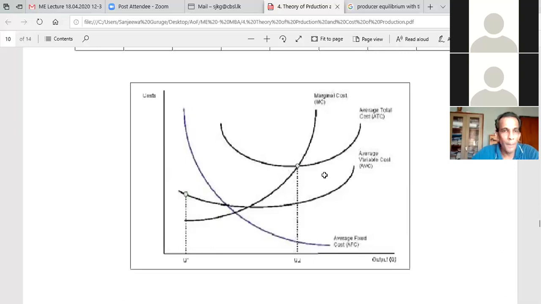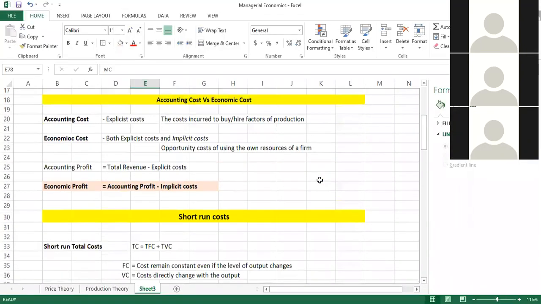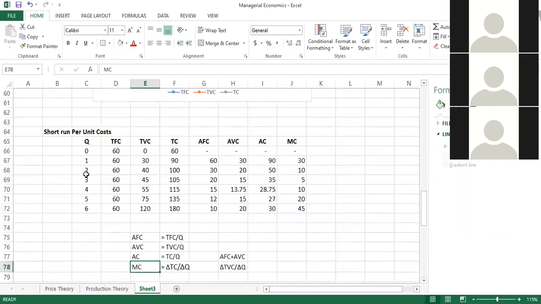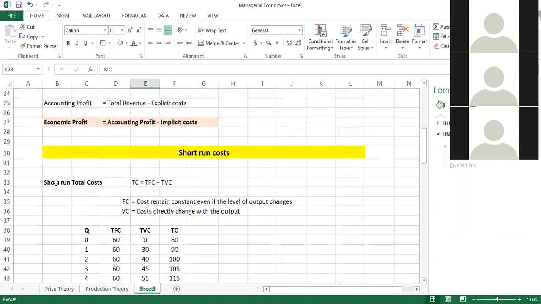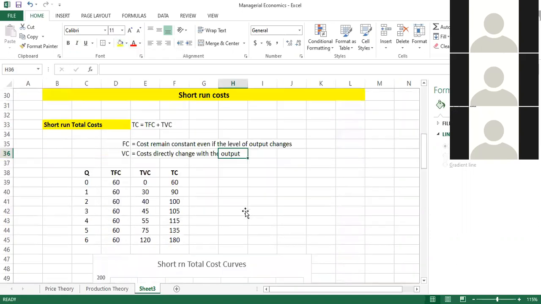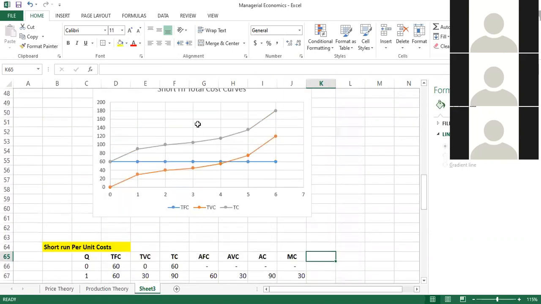Under the main short run cost concepts, we need to know the main relationships between the short run total cost curves and short run per unit cost curves. Under the short run cost curves, we discuss two main categories: short run total cost and short run per unit cost.